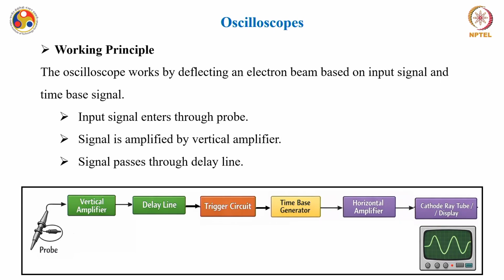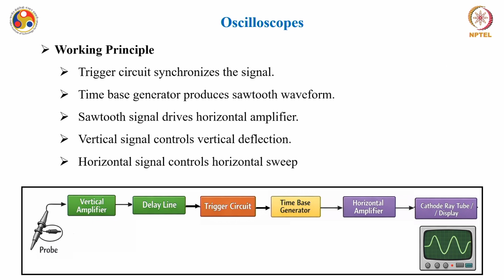The oscilloscope works by deflecting the electron beam based on the input signal and a time base signal, as we have discussed earlier. Now, the input signal enters through this probe. This signal is amplified by this vertical amplifier. It passes through this delay line. And this trigger circuit synchronizes the signal. This time base generator produces a sawtooth waveform. We will see what is the use of this sawtooth waveform.